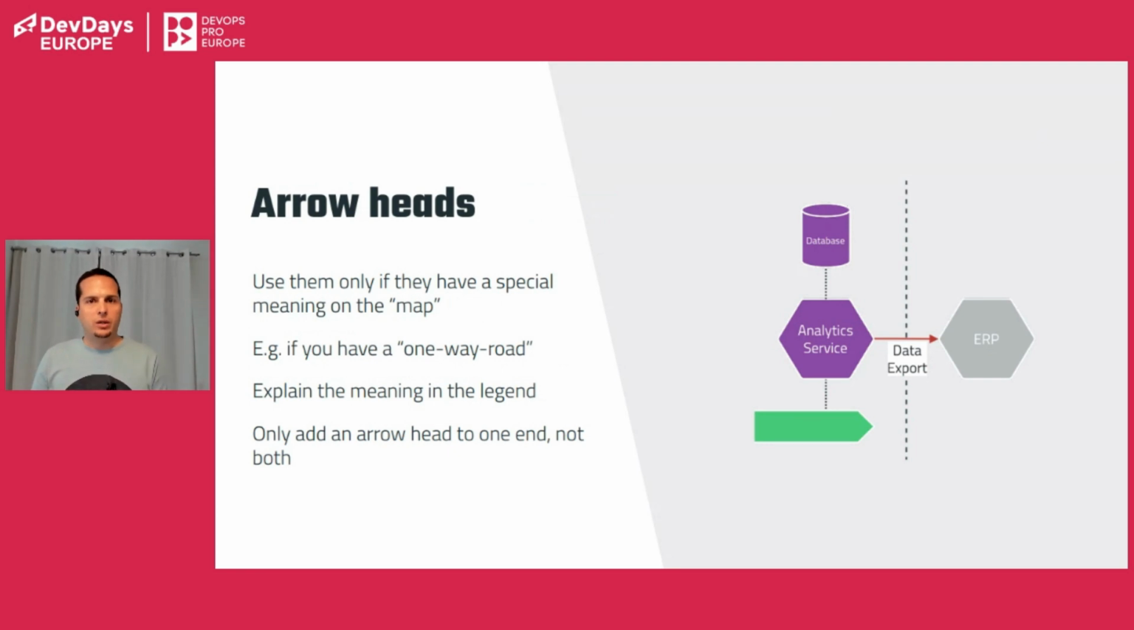Arrowheads are also a tricky thing, because arrowheads are one way where behavior can sneak into your structural diagrams. You can still use them, although I like to leave them out entirely, except for something like a one-way road. Remember, we are creating the playing board, or the map of the system, and you can use an arrowhead to indicate a one-way road. Like you see here, the analytics service exports data to the ERP system. There is no way data goes back. And only add arrowheads at one end of a connection. If you really need two arrowheads, then draw two arrows.